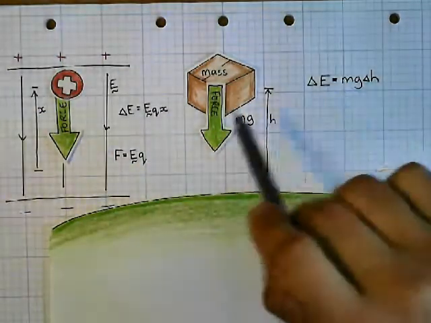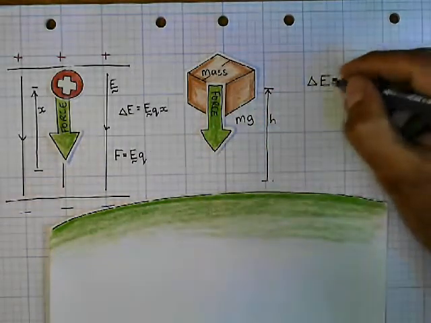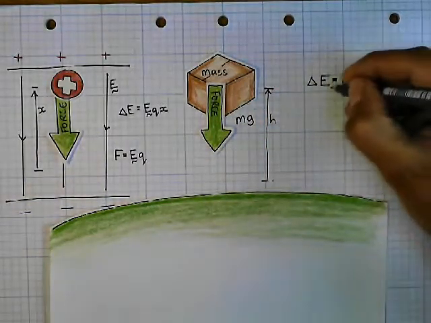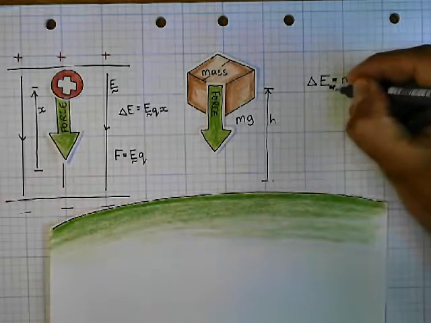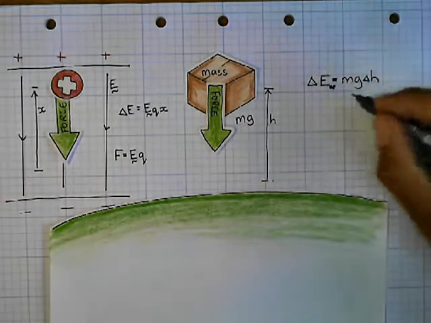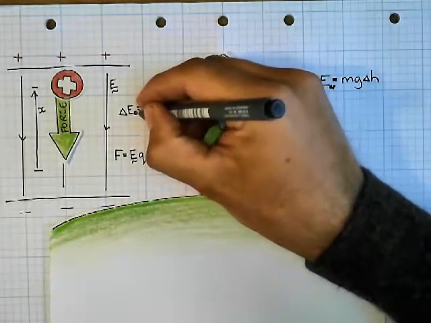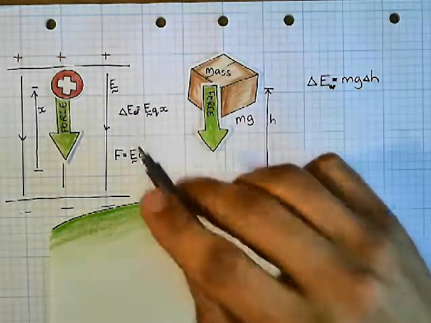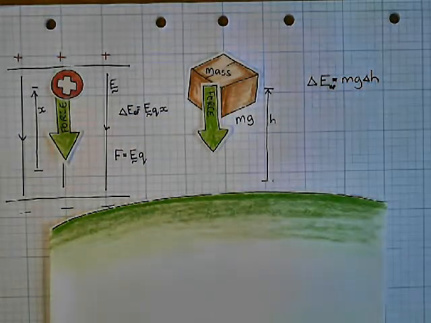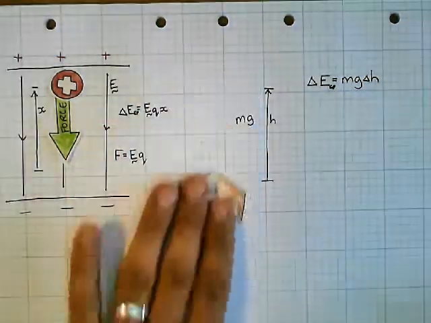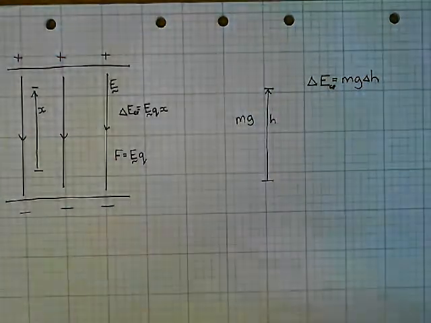We can show the different types of energy by using subscripts. Delta E here is E GP, gravitational potential energy. Over here we can use E P for electric potential energy. That's it for today. So let's sum up.